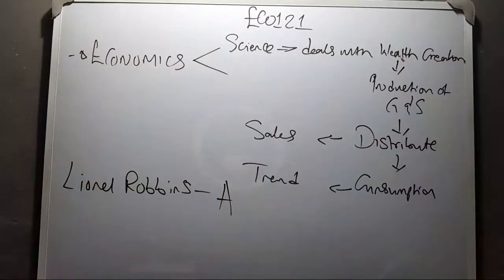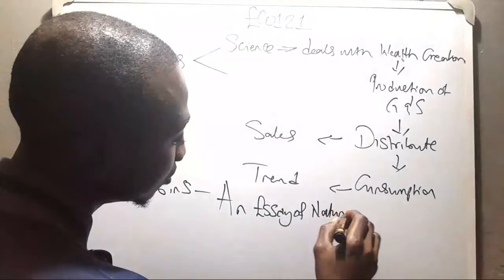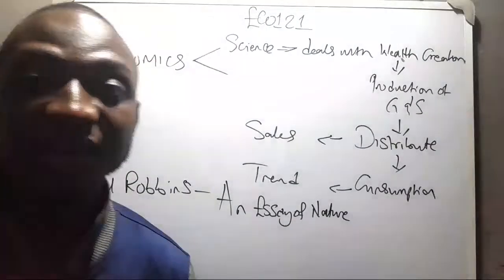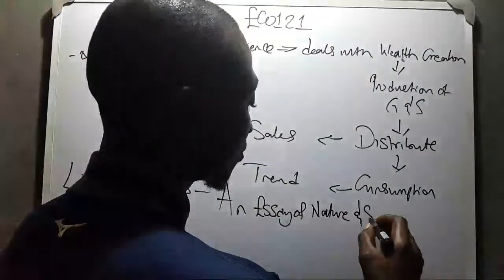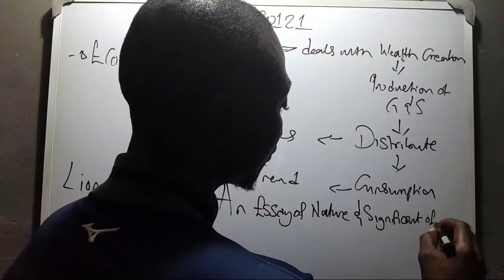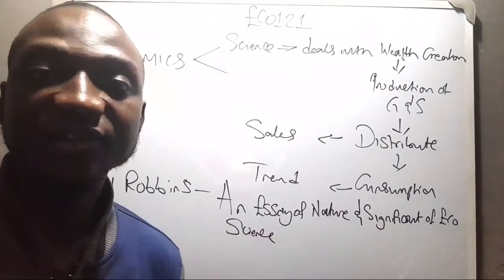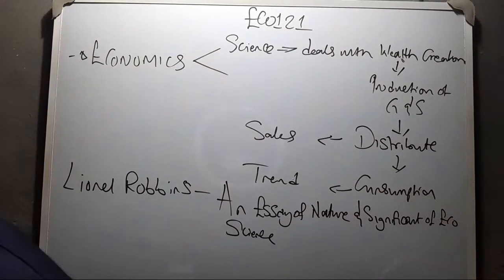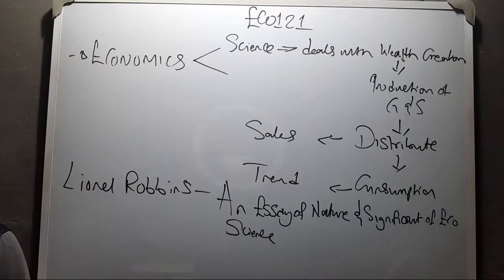Okay, an essay on the nature and significance of economic science. Now, in this book, he gave a resounding definition of the term economics, although it attracted a lot of critics. But nevertheless, be that as it may, his definition still remains the mainly acceptable definition. Now, he referred to it as the science of human behavior.